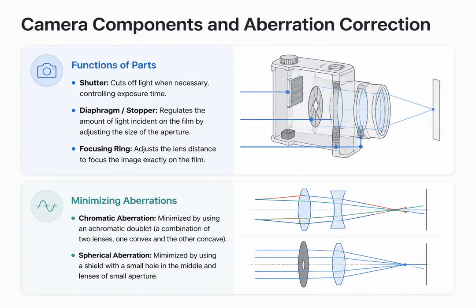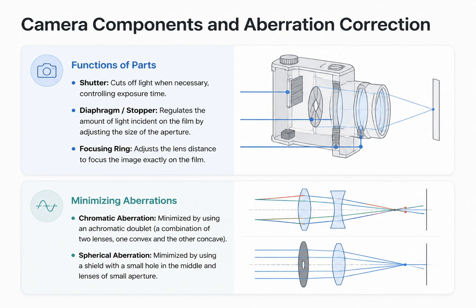Let's break down the camera's internal mechanisms. The shutter acts as a gate, cutting off light and controlling exactly how long the film is exposed. The diaphragm regulates the amount of light entering by adjusting the size of the aperture. The focusing ring physically moves the lens to ensure the image is sharp on the film.